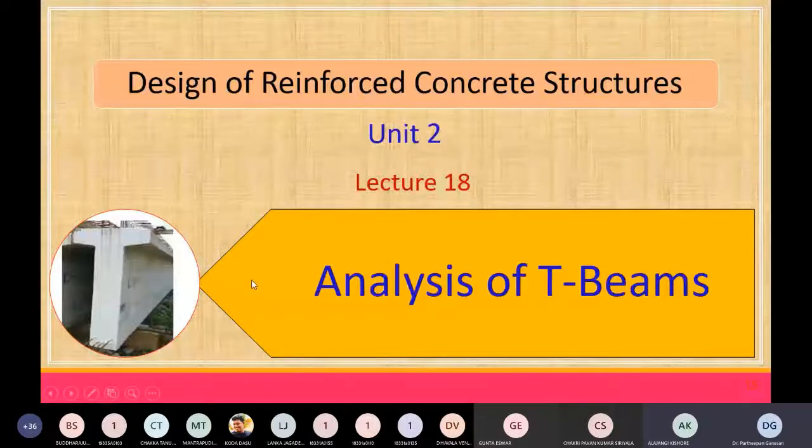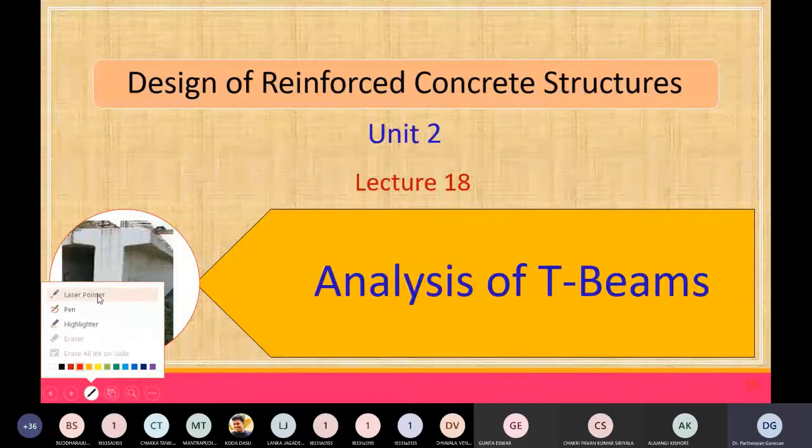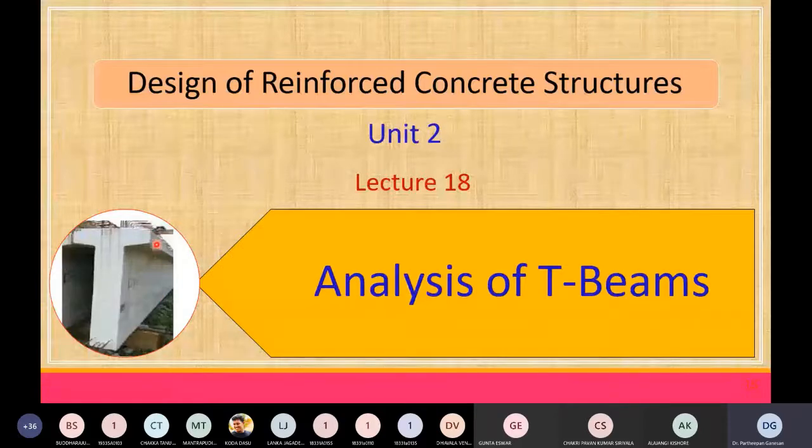Now carefully look at the figure that is right here. Okay. This is in which shape? It is in T shape, right? This is a web. This is a flange. This is called the isolated T-beam.